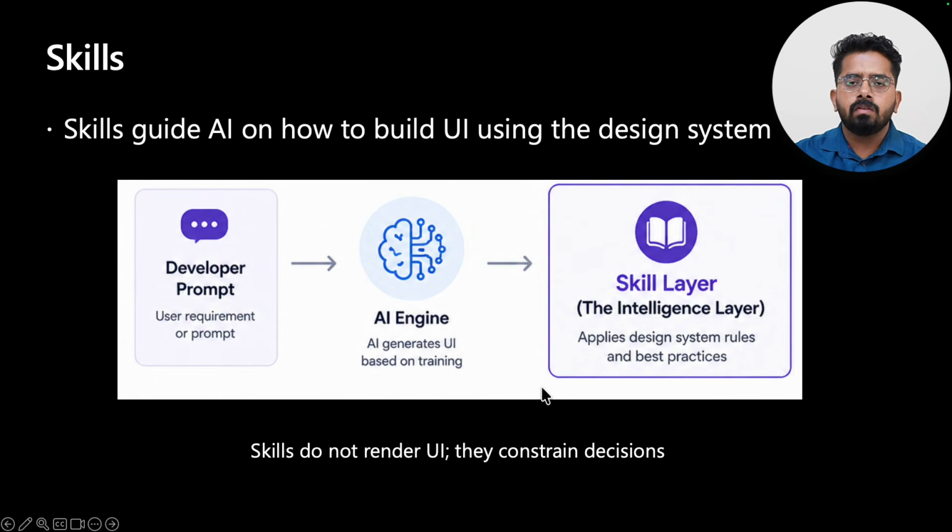So in short, I want to say here is that skills do not render UI, they constrain the decisions. So in simple terms, a skill defines how the AI should behave. A design system defines what good UI looks like, and design system skills guide the AI to follow it.